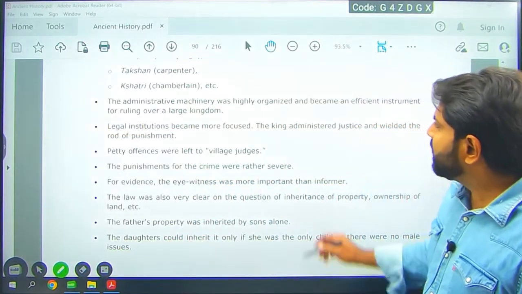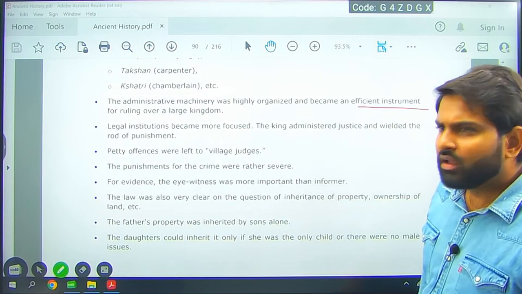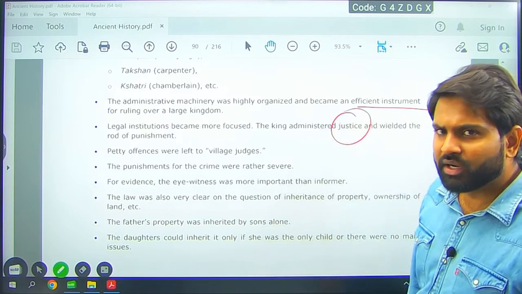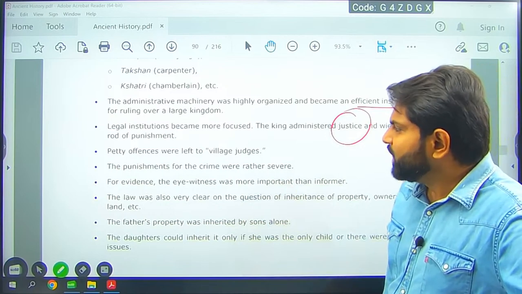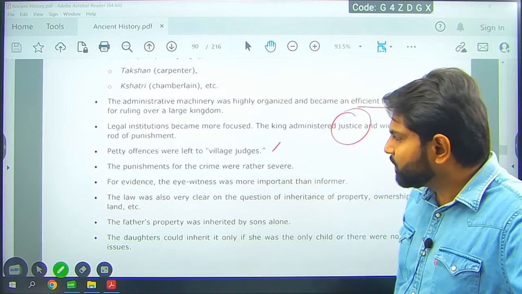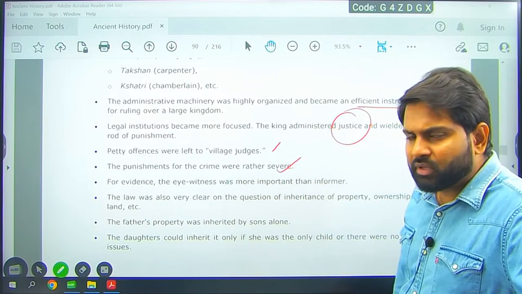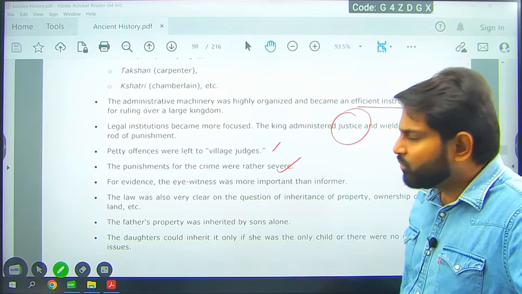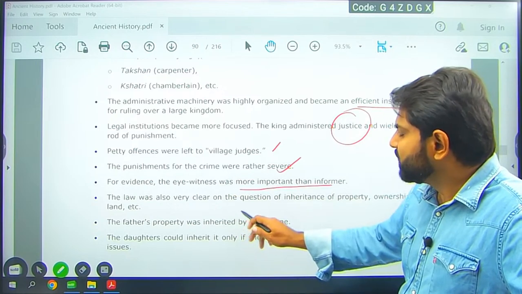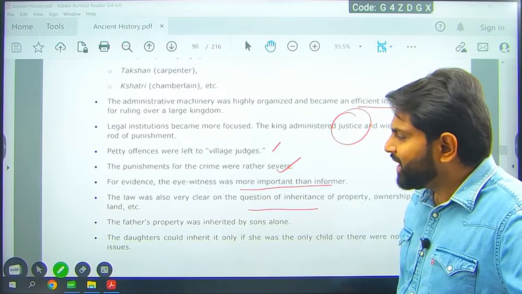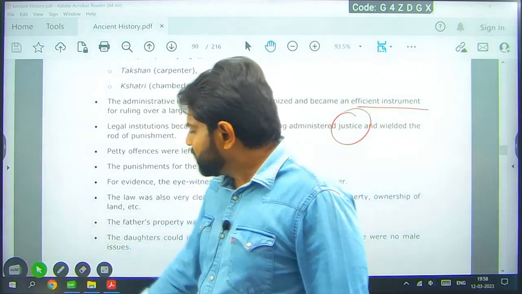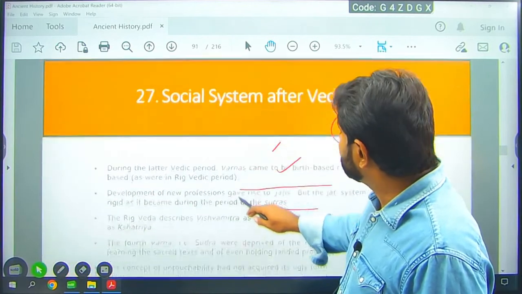The administrative machinery was highly organized and became an efficient instrument for ruling over a large kingdom. Legal institutions became more focused. The king administered justice and wielded the rod of punishment. He became more powerful in that period. Petty offenses were left to village judges, gramini or panchayat normally. The punishments for crime were severe, like mutilation, and death punishments were more often given. For evidence, the eyewitness was more important than the informer. The law was also very clear on inheritance of property and ownership of land. Father's property was inherited by the son alone. If the daughter was the only child, with no male child, then she would get it.